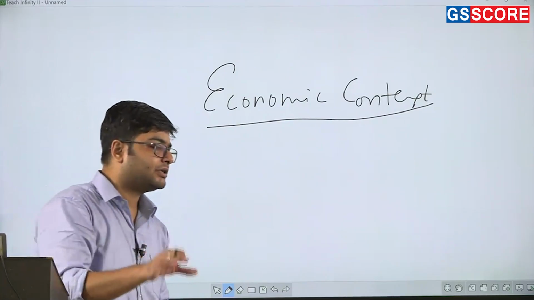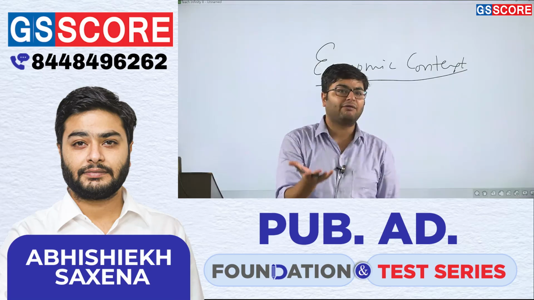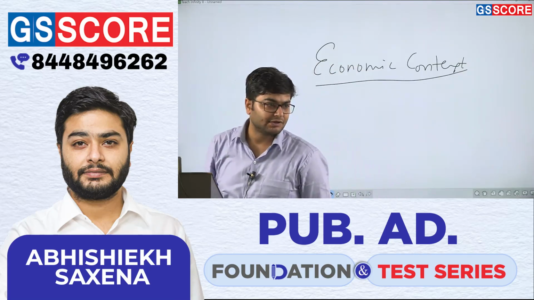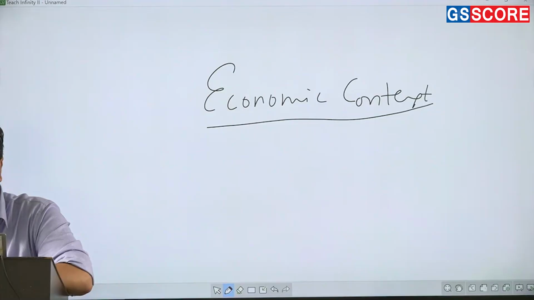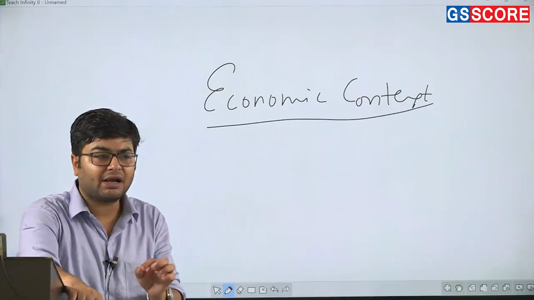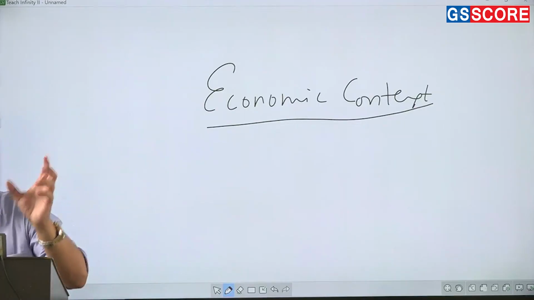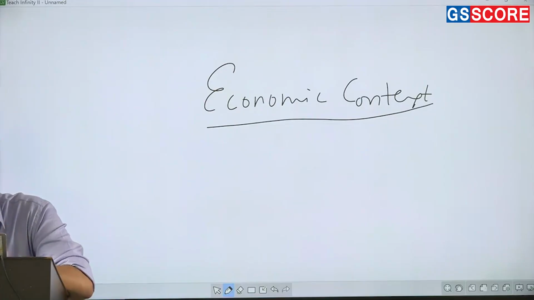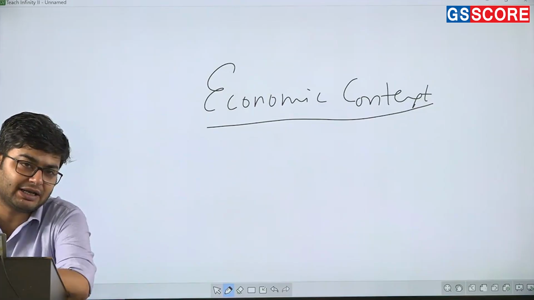So the economic context is fairly simple. In a nutshell, you have to increase your GNP, gross national product. Then we are linking the idea of DA with economic development. That means when we are looking at DA from the economic lens or economic context and linking it with economic development, which factors will be taken care of?